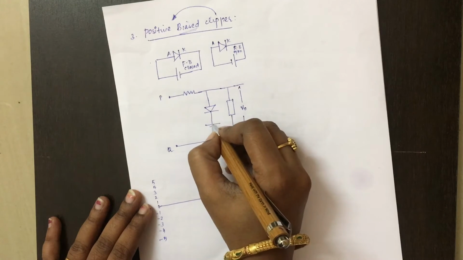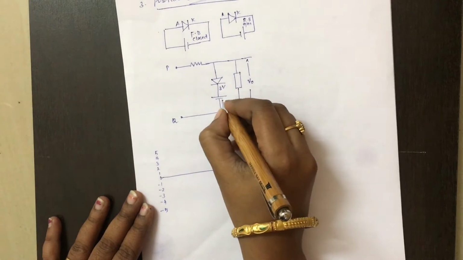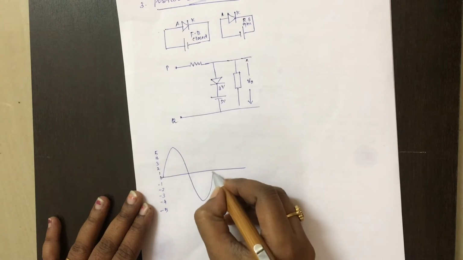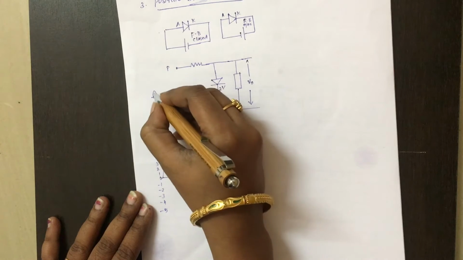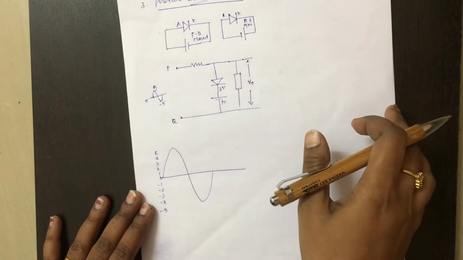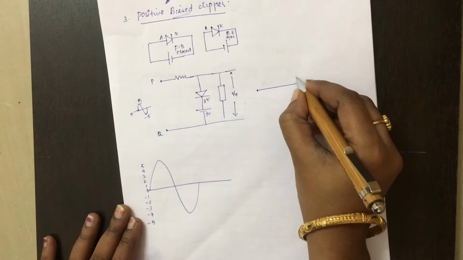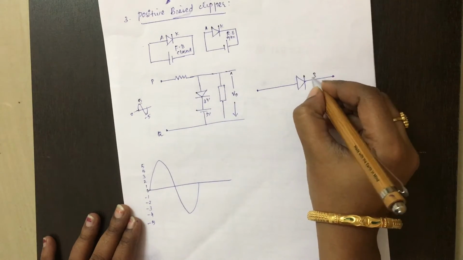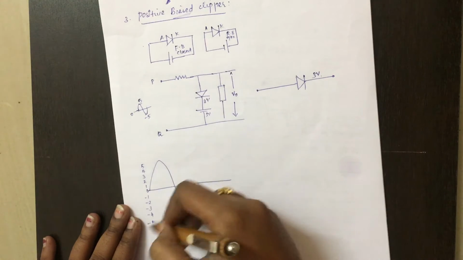The battery voltage is 3 volt, so this positive 3 volt is applied to the cathode of the diode. This is the input signal, with peak voltage 5 and minus 5, and 0. For the cathode you are applying 3 volt, so that is a constant 3 volt applied for the entire range of values of the input signal.